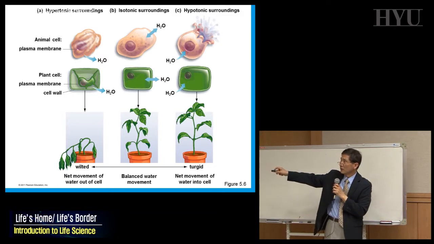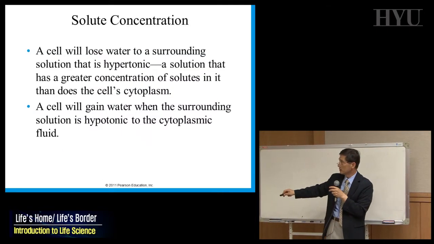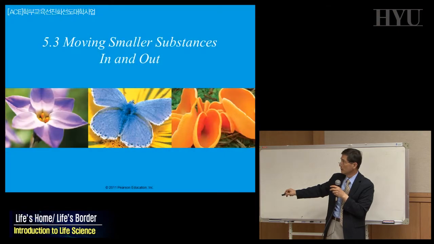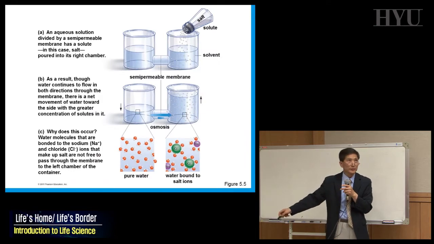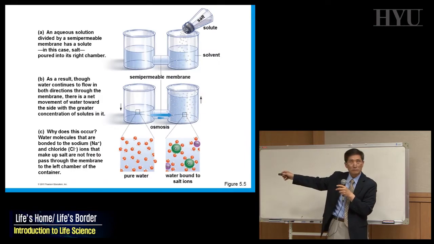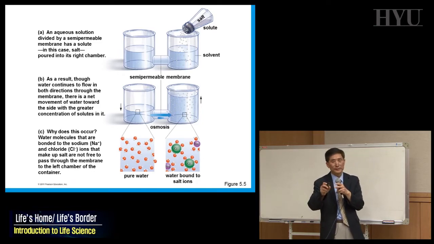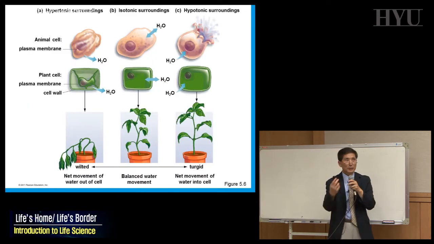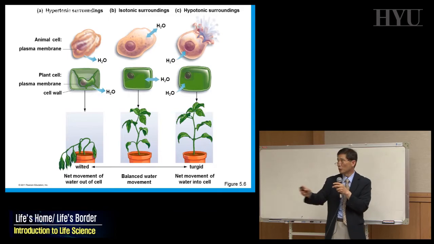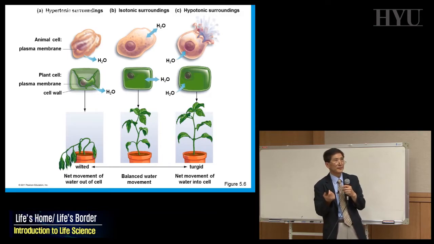Because the water is coming out of the cell, similar to this one, okay? But in hypertonic solution, what happens? Water molecules move toward it, okay? So in this case, animal cells shrink, and also plant cells shrink. What happened? Plants wilted. They need water, okay?